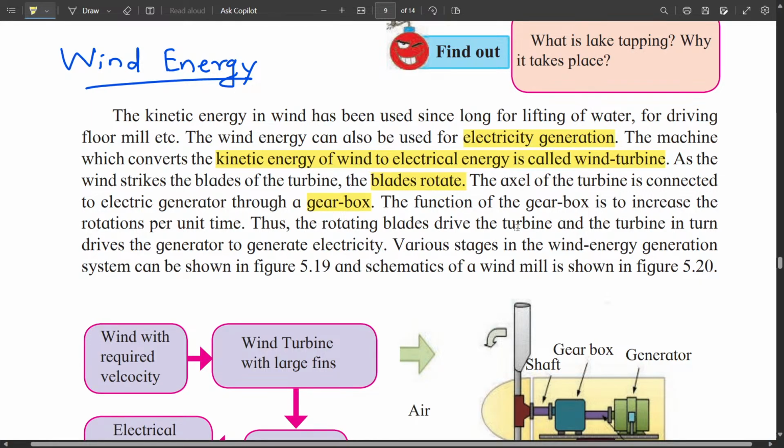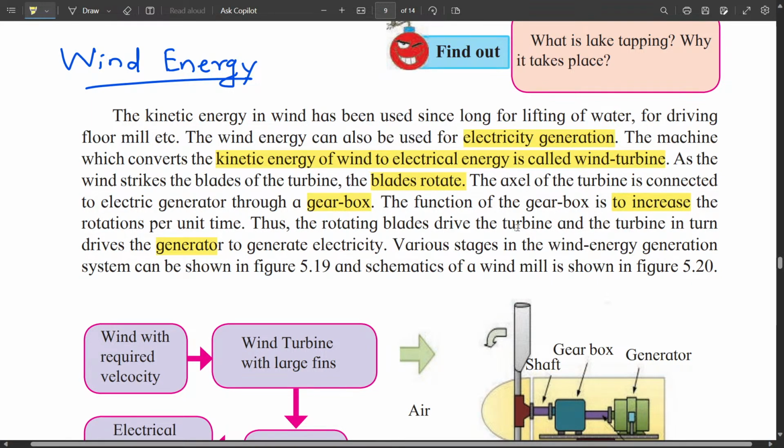So, the frequency that we get from the wind turbine has to be increased for the generation of electricity at a fixed frequency, 50 Hertz. So the gearbox serves that purpose. It increases the frequency of rotation. The function of the gearbox is to increase the rotation per unit time. Thus, rotating blades drive the turbine, and the turbine in turn drives the generator, and then electricity is generated.